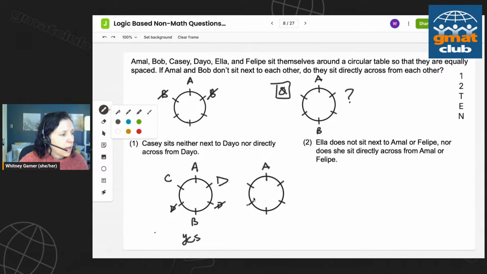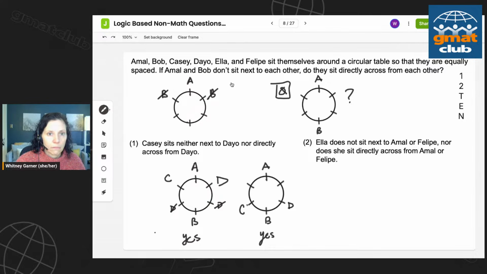Let's put C down at an angle from Amal. So we'll put C here. And I know that I can't put Deo in either of these places or directly across. So Deo has to go here. I'm not allowed then to put Bob in either of these places. So Bob has to go here. I've got another yes answer. Holy moly. Okay, so I'm getting another scenario. I've moved Casey, but I've got yet another scenario where moving Casey hasn't changed anything.